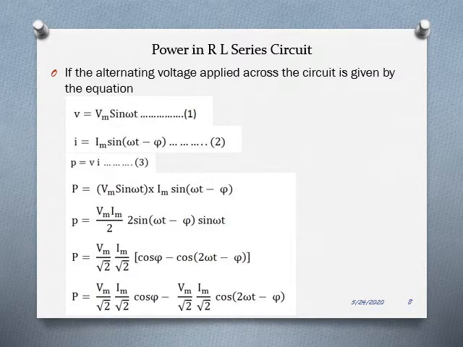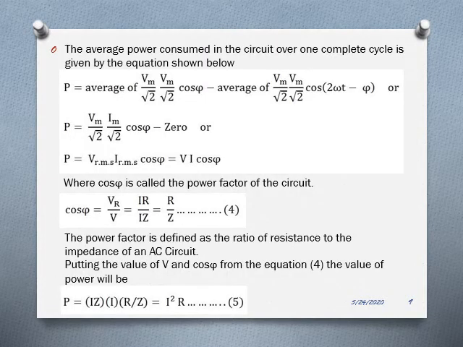Now since it's a cos 2 omega t term, it is a symmetrical term. The average value for a complete cycle will definitely be 0. Now going on to the average power consumption. The average power consumed in the circuit over one complete cycle will be given by the average of the constant part and the average of that double frequency part. The only term remaining will be Vm by root 2 times Im by root 2 times cos phi.